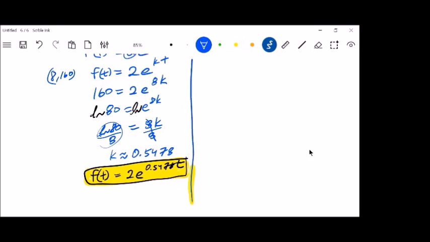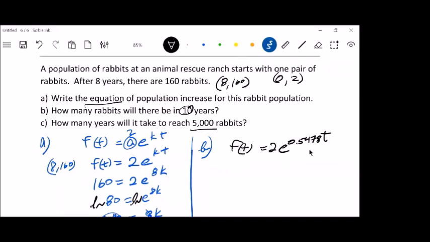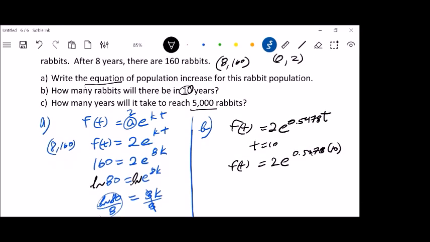So let's come up here and let's do B. That was A. And let's write out that equation again. 2e^(0.5478t). I believe that's what I have. And we know for this one, t is 10 years. So the function of time is 2e^(0.5478 times 10). And you put that into the calculator, and you get the result of about 478 rabbits.